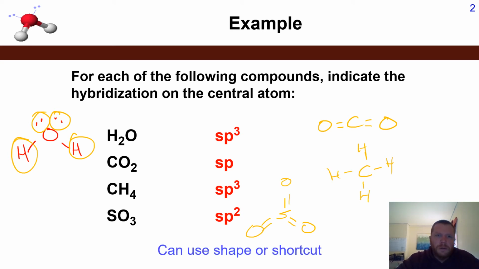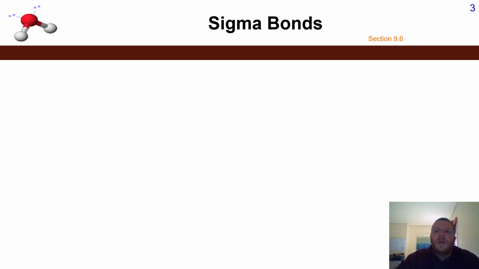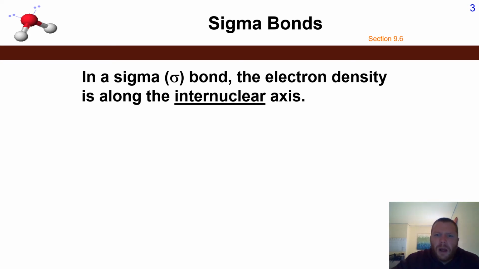All right. Next up, you can use the shape of the molecule or the shortcut. It's important that you be able to draw that Lewis structure in order to get anywhere with these problems. Next up is a little bit of a complicated idea, and this is the sigma bonds. So a sigma bond, the electron density is around an internuclear axis.